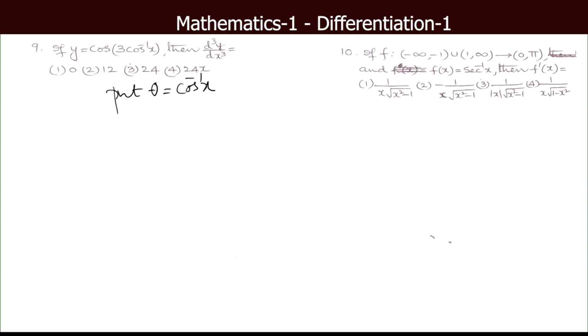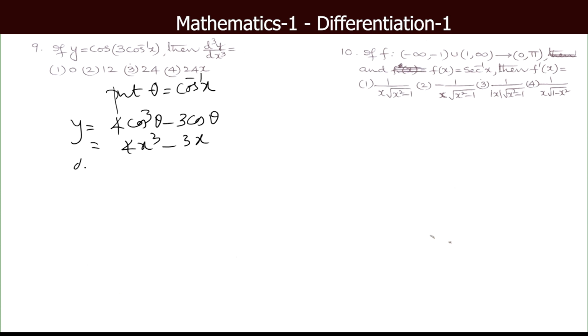It always lies in the open interval 0 pi, so the closed interval 0 pi but with the end points removed. So therefore this will be y equal to cos 3 theta. When you put r cosine x equal to theta, the function y will be cosine 3 theta, that is 4 cos cube theta minus 3 cos theta. But cos theta is x, so 4x cube minus 3x.